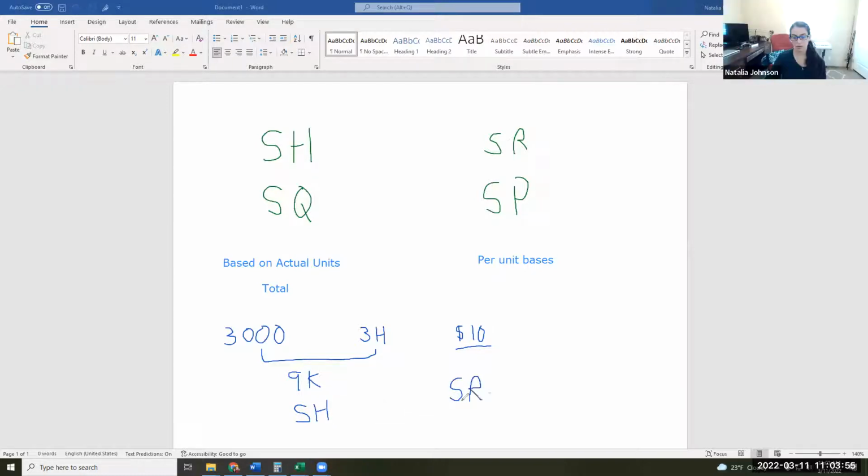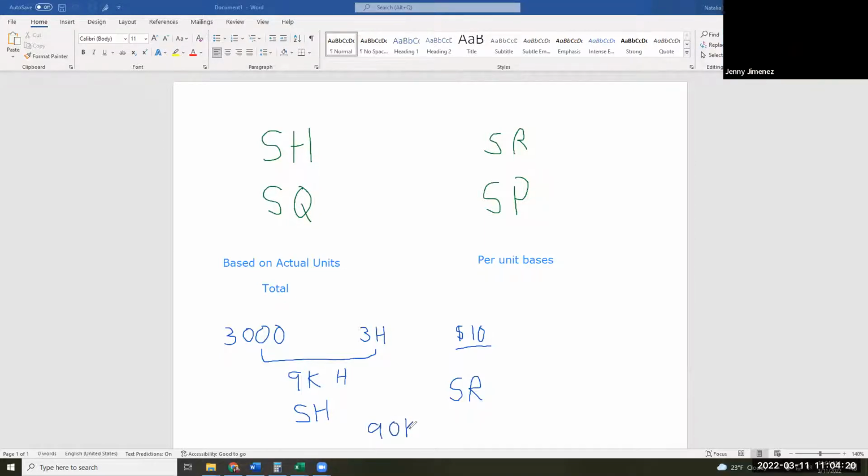So the standard hours is 9,000 hours. The standard rate is $10. When you multiply the standard hours times the standard rate, which is the third column in the pitchfork, it's 9,000 times $10, not 3 hours times 10. So that's 90,000. Yeah, that's the tricky thing.